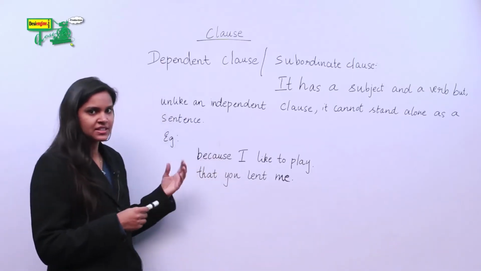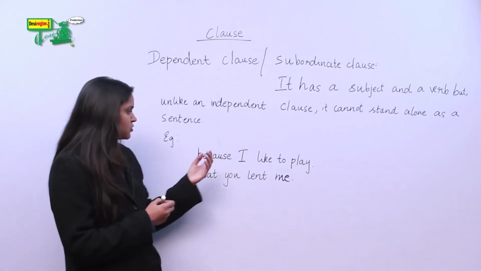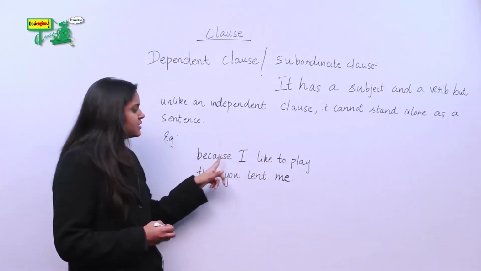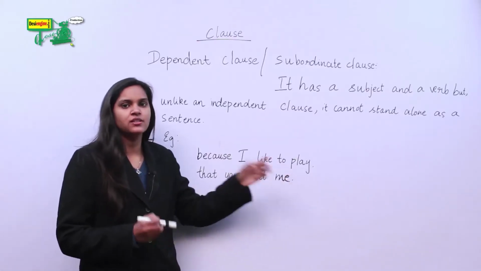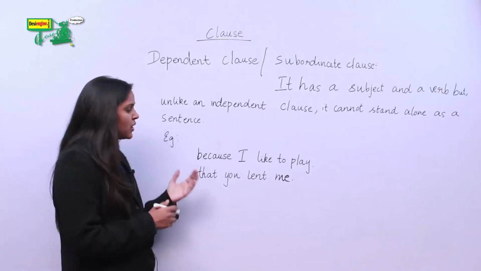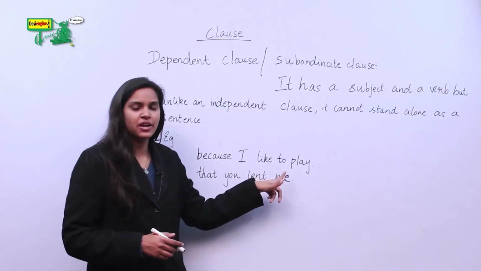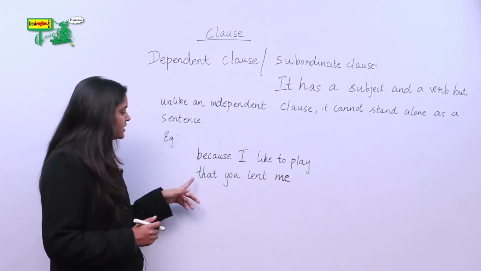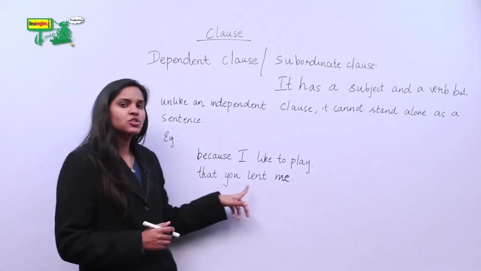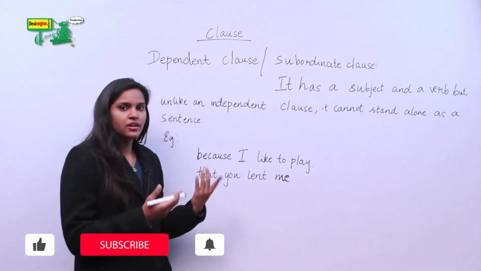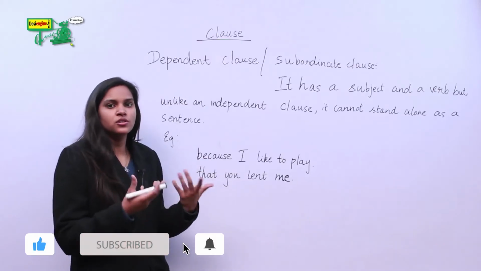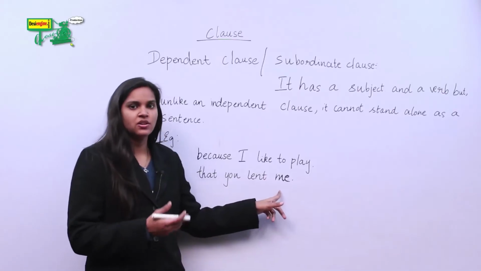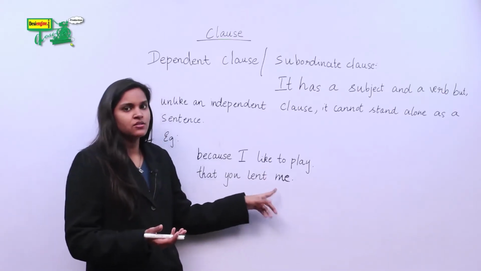For example, let's take a look at a few sentences. Because I like to play. Had this sentence been, I like to play, this would have made complete sense. But when I say, because I like to play, there is something missing in the sentence. It's incomplete. Let's do another one. That you lent me. It does not talk about what you lent me. It just says that you lent me. So it has incomplete meaning.